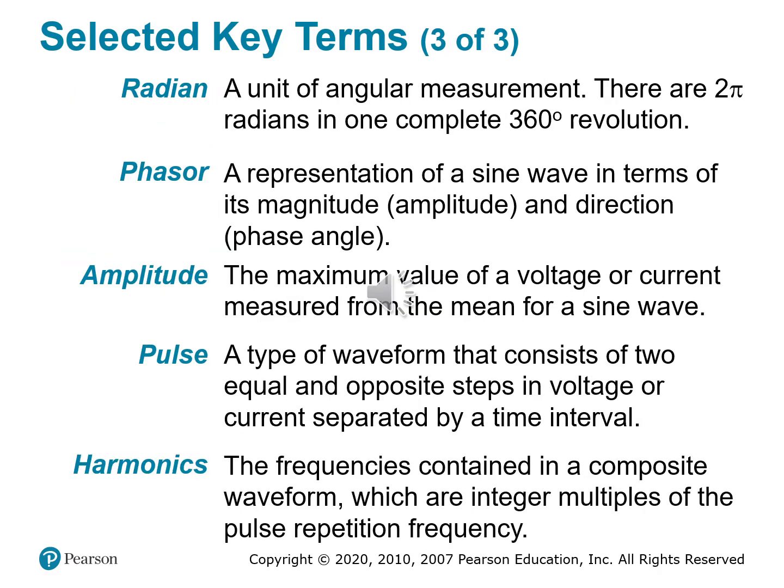Almost done with the key terms. All right, continuing here: radian, a unit of angular measurement. There are 2 pi radians in one complete 360-degree revolution. A phasor: a representation of a sine wave in terms of its magnitude, or amplitude, and a direction, which is the phase angle. Amplitude: the maximum value of a voltage or current measured from the mean for a sine wave. A pulse: a type of waveform that consists of 2 equal and opposite steps in voltage or current separated by some time interval.